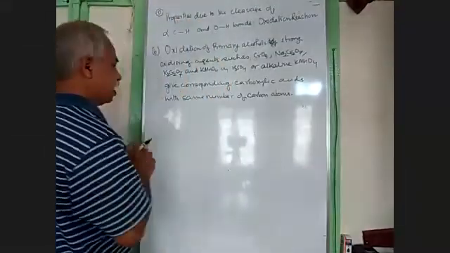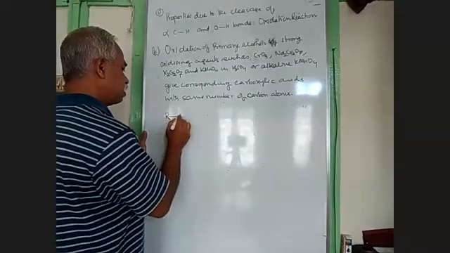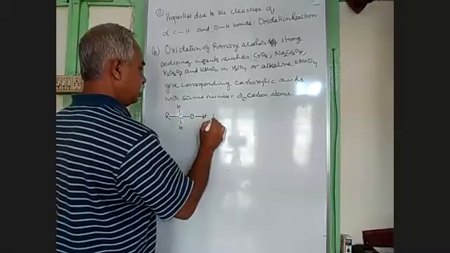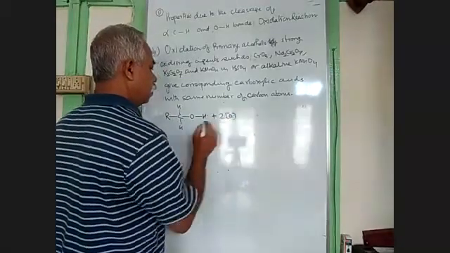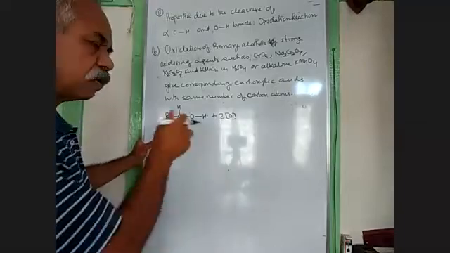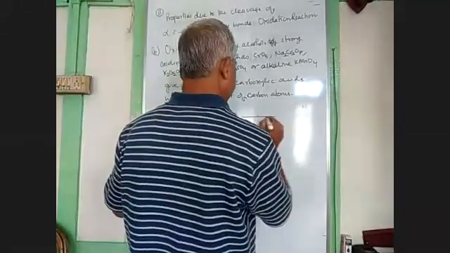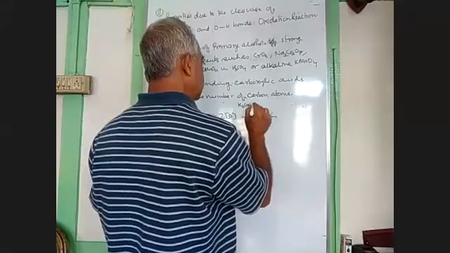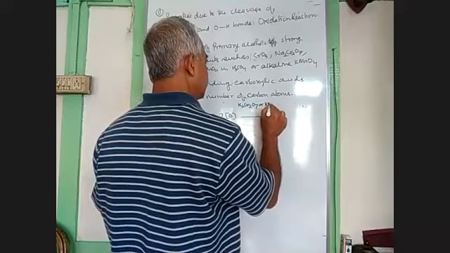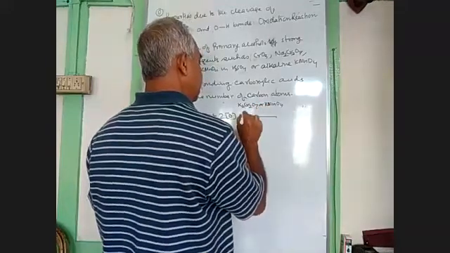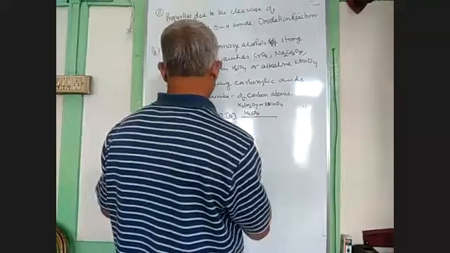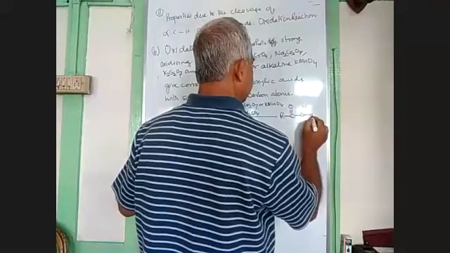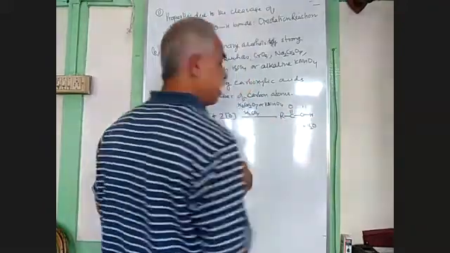So I'll write it here. General equation: RCH2OH. Here I'll write 2[O]. One O will remove hydrogen, second O will be added. Okay, so let me write it here. K2Cr2O7 or KMnO4 and H2SO4. It will give you carboxylic acid plus water. Direct. You cannot isolate the aldehyde now.